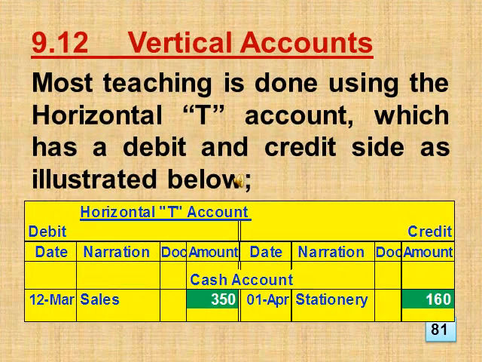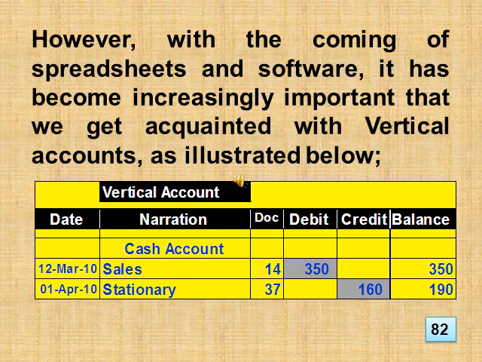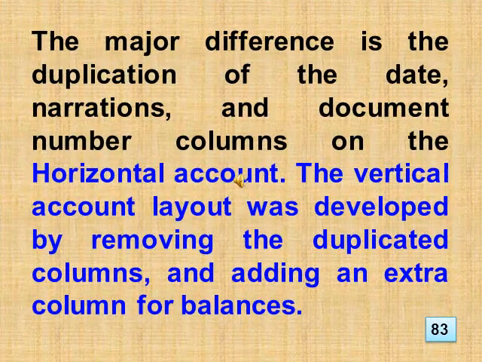Section 9.12. Vertical accounts. Most teaching is done using the horizontal T account, which has a debit and credit side as illustrated below. However, with the coming of spreadsheets and software, it has become increasingly important that we get acquainted with vertical accounts, as illustrated below. The major difference is the duplication of the date, narrations, and document number columns on the horizontal account. The vertical account layout was developed by removing the duplicated columns and adding an extra column for balances.